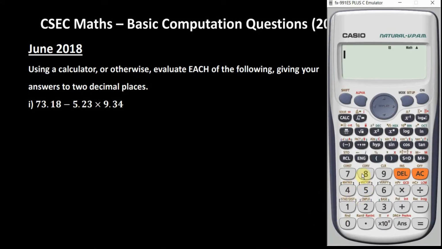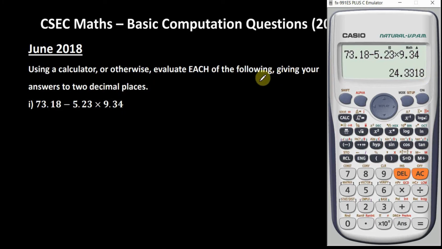So there it is. So we have here 73.18 minus 5.23 times 9.34. Press our equal sign here, and we'll have 24. This is our exact value. So it's 24.3318. But remember the instruction, guys.